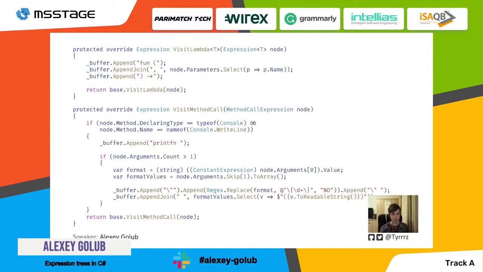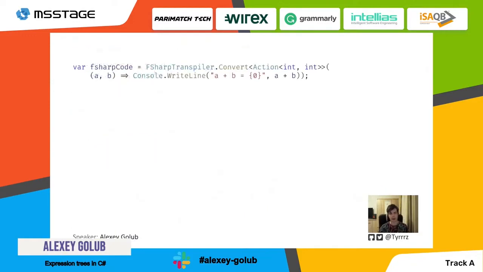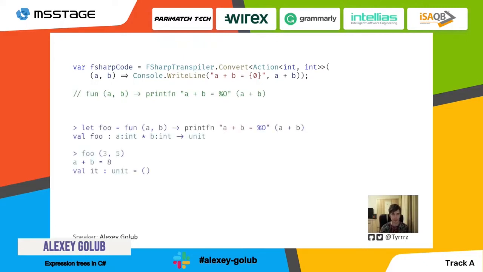And so this is how it works, and if we run it on the expression we've seen earlier, it will provide us with the code that resembles the same thing but in F#. And for example, if we decide to try it, we can use the REPL, put that in, and see that it works exactly the same. So it added two numbers together and printed it to the console.